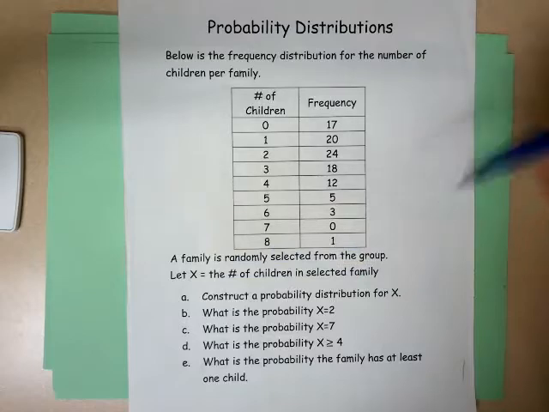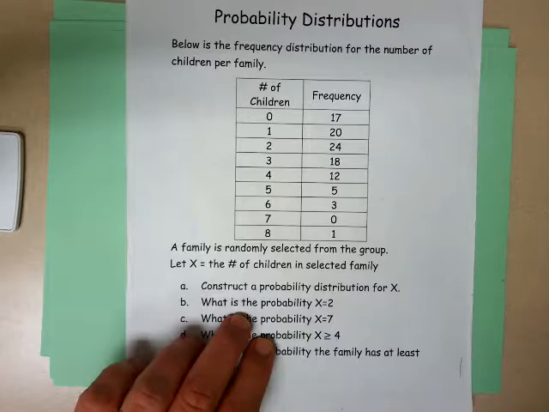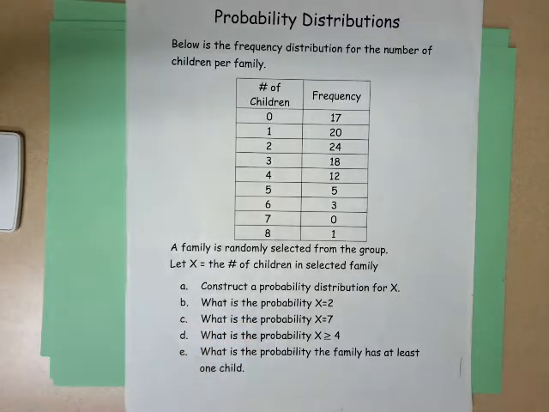And so now a family is selected at random from the group. Let X equal the number of children in the family. And then it wants you to construct a probability distribution for X. And then it wants you to calculate each of these probabilities. So go ahead, press pause, give this a try, then you can start it back up and see how you did.